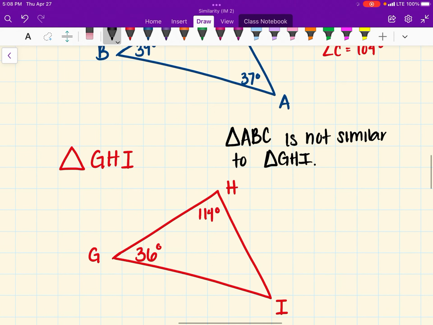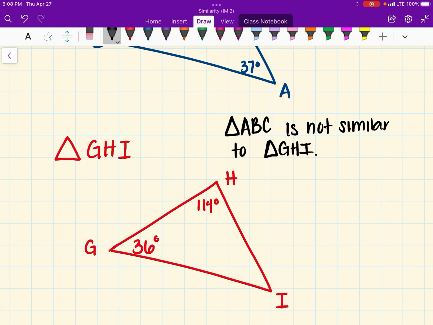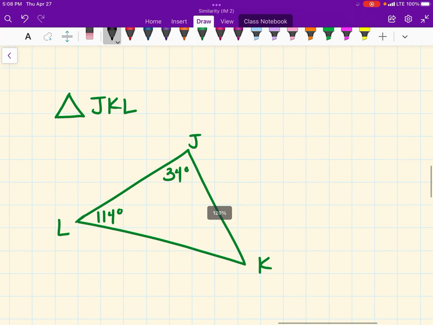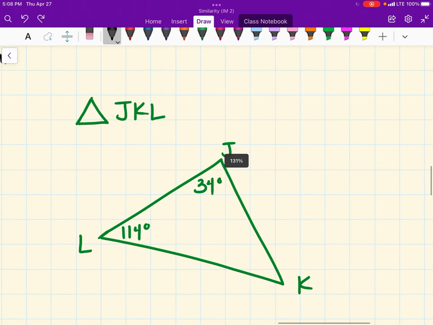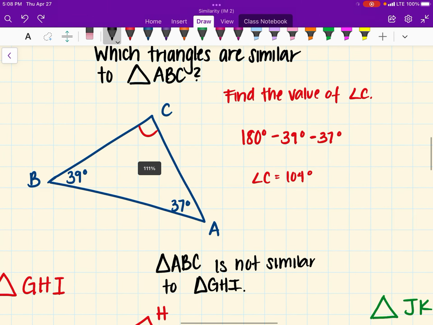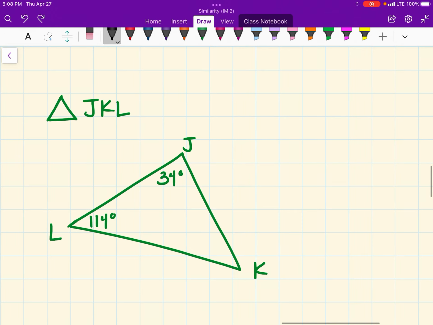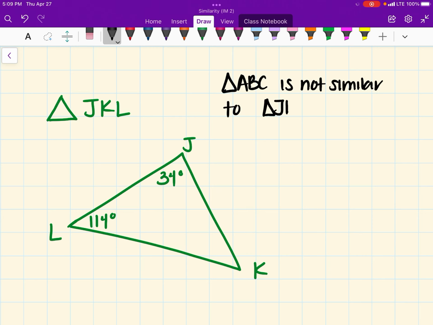Now, I'm going to give you another triangle, and we're going to compare it to triangle ABC again. The next triangle has 34 as one of the angles, and 114 as another angle. If I compare this one to ABC, I'm going to say the same thing, because ABC does not have 34 and it does not have 114. So I'm going to say that triangle ABC is not similar to triangle JKL, right? ABC in this case is not working for us.